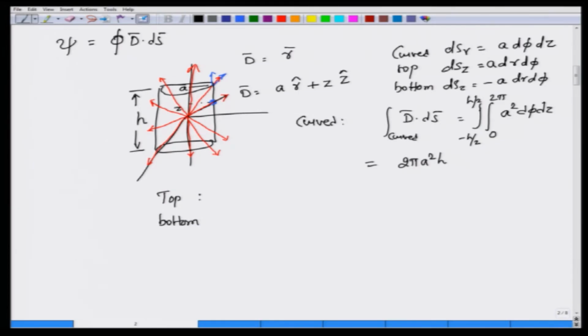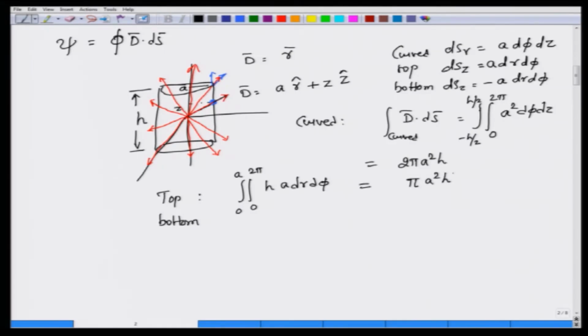I mean, the D field has z components along the positive z direction, and the integral of D dot dS on the top surface is given by h into a dr dphi, where phi goes from 0 to 2 pi and r goes from 0 to a. So, if you evaluate this integral, you are going to see that this integral will be pi a square h.